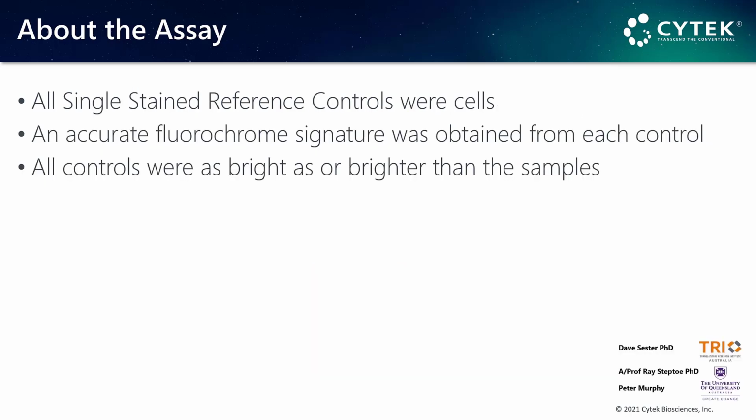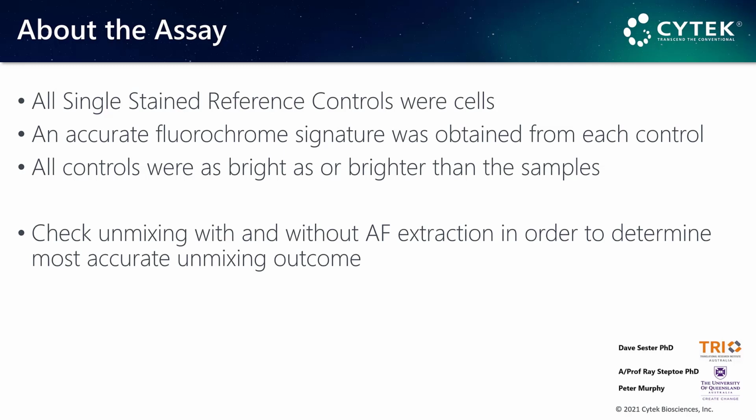When acquiring the controls and samples, all of the single-stained reference controls were on cells. We were able to obtain an accurate fluorochrome signature from every control, and all of the controls were as bright as or brighter than the samples within our experiment. So in order to determine for us whether or not the data is better with or without autofluorescence extraction, we unmix using both methods and then assess and compare the outcomes.